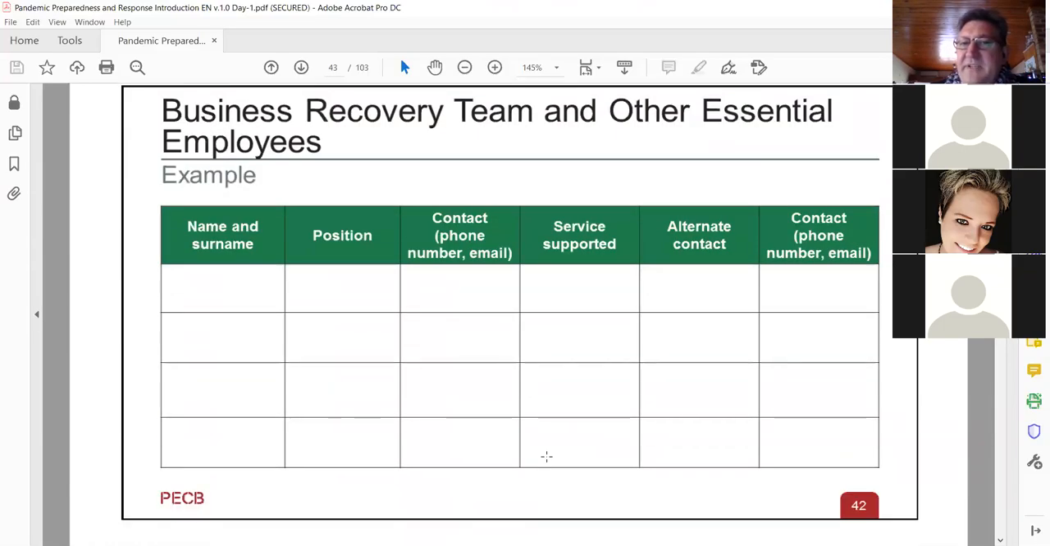So the business recovery team and other essential employees, also the example here: who is my business recovery team? So firstly, my name and surname, position, my contact details, the service that I'm supporting, what is my alternative contact, and what is my phone number, email. How can you get hold of me when you need me?